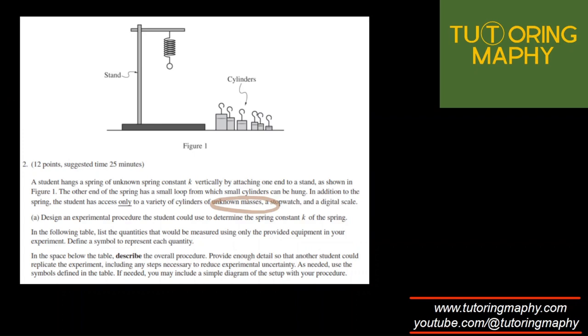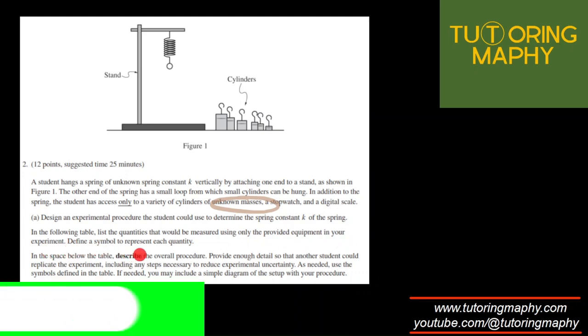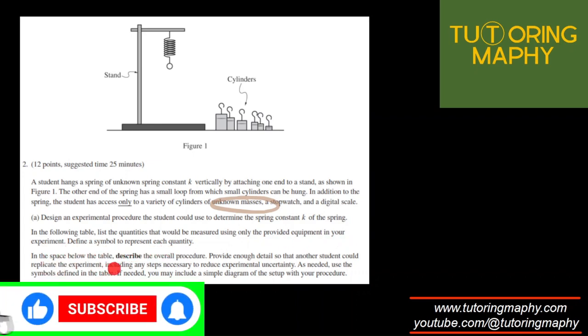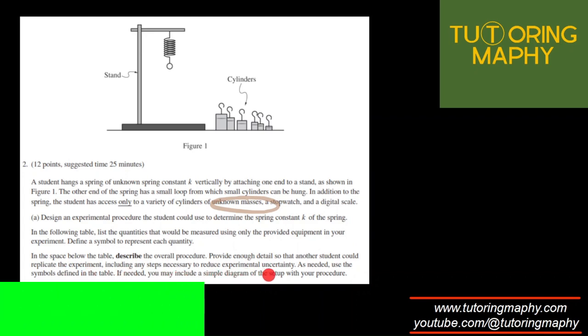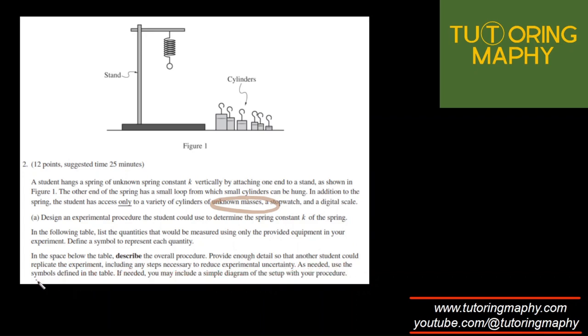In the following table, list the quantities that would be measured using only the provided equipment in your experiment. Define a symbol to represent each quantity. In the space below the table, describe the overall procedure. Provide enough details so that a student could replicate. Include any steps necessary to reduce experimental uncertainty as needed. Use the symbols defined in the table. If needed, you may include a diagram of the setup with your procedure.